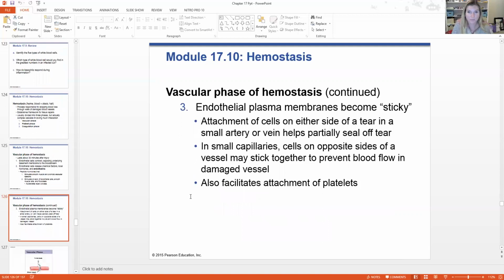So the endothelial membrane is actually going to become sticky. So this endothelial membrane, which kind of retracted, has little sticky attachment sites on it. And this is where cells will start to kind of latch on and stick. And in very small capillaries, cells on the opposite side of the wall can start to stick together to prevent like the blockage of blood flow. This stickiness is going to help facilitate platelet attachment.